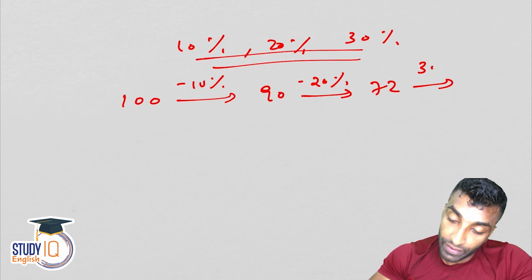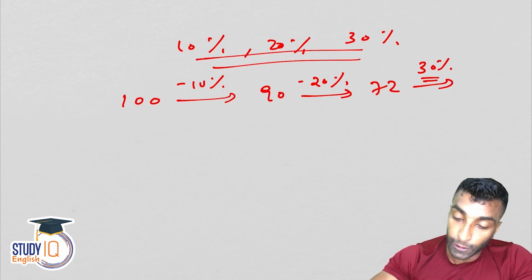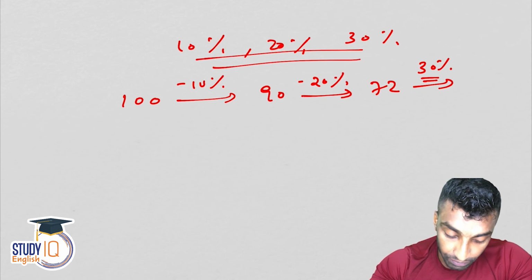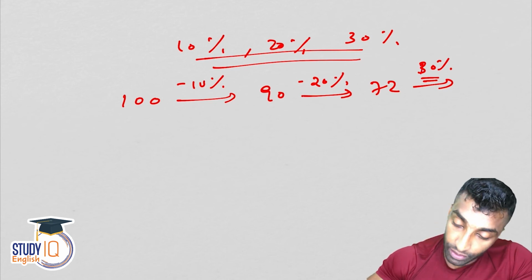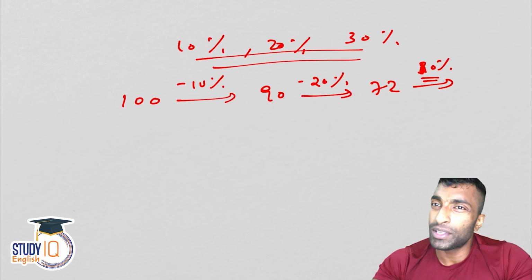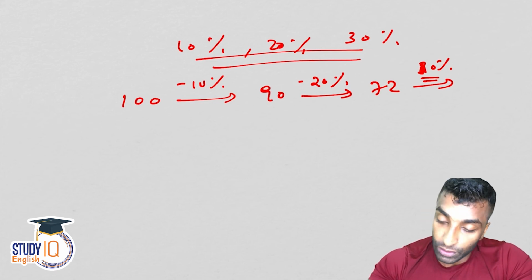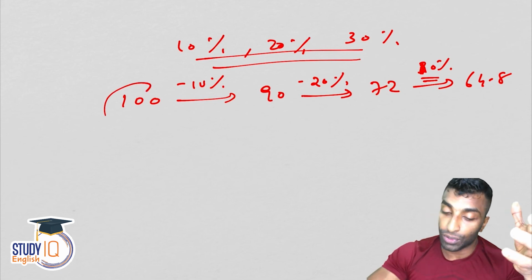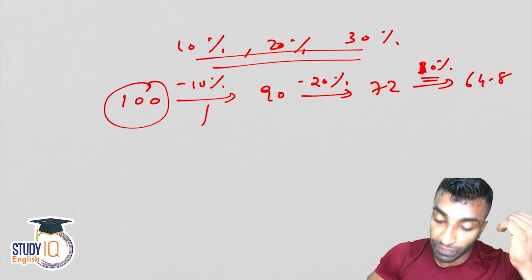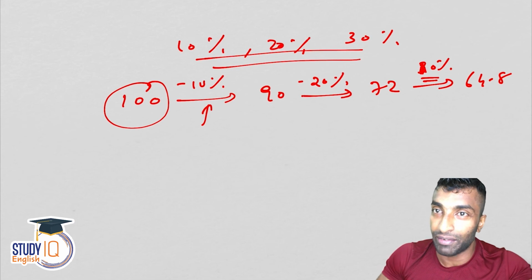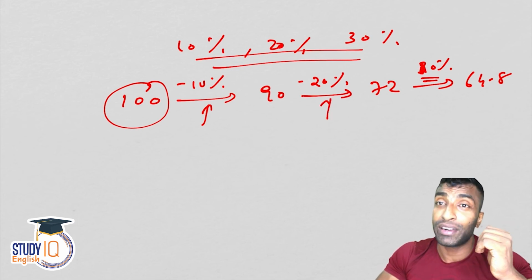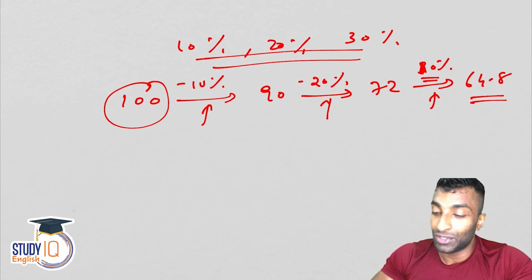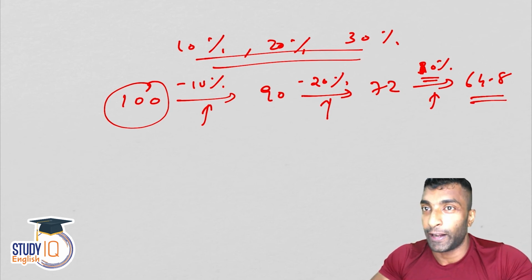And then you are giving a discount of 30. So what is 30% of 72? Or let's say 10, 20 and 10 again. Okay, 10% of 72 is 7.2. So 72 minus 7.2, 64.8. So something which cost 100 rupees, first the salesperson gave a discount of 10, then the manager gave a discount of 20, and then the owner gave a discount of another 10%. So the final price is 64.8.